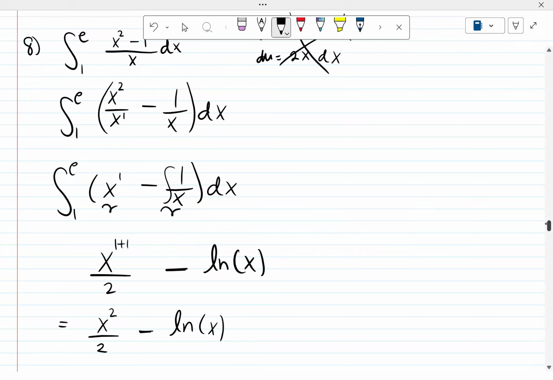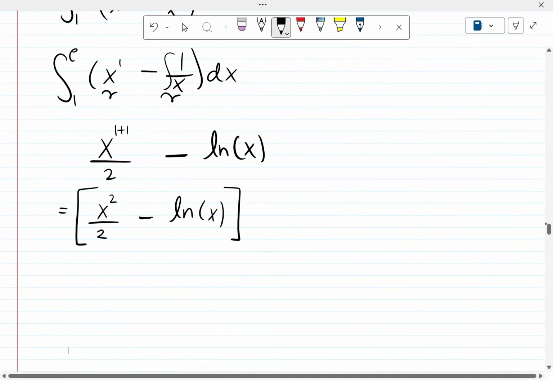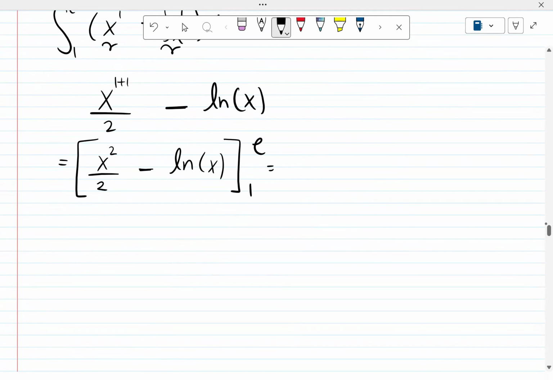And then you may do the fundamental theorem. So my lower is 1, and my upper is e. So it's upper minus lower, so it's going to be e squared over 2 minus ln e, minus, bracket, and then do the lower, so it's going to be 1 squared over 2 minus ln 1.